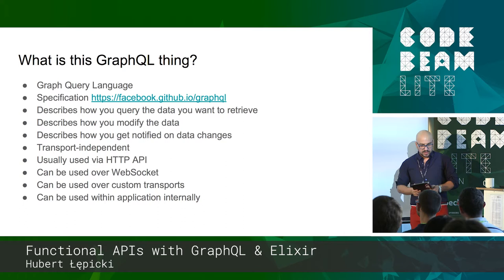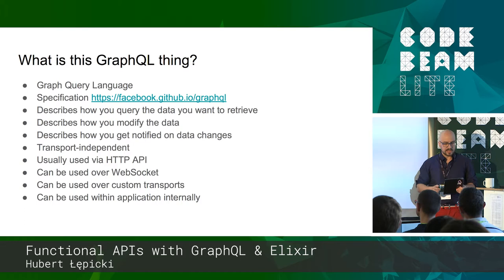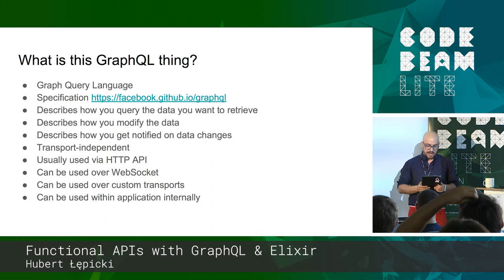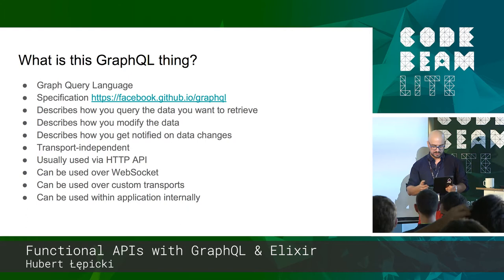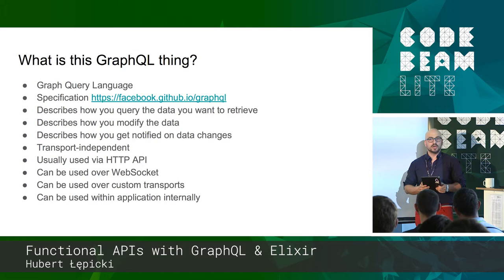GraphQL itself is a specification that's transport independent. In 99% of the cases, you're likely to use it together with an HTTP API. So this can be used as a replacement for REST endpoints. Wherever we have a REST API, you could expose some data through GraphQL, and the clients can use it in a similar manner. They're getting JSON, they're sending JSON. So it's like a replacement for REST APIs. But you can use it over WebSocket.